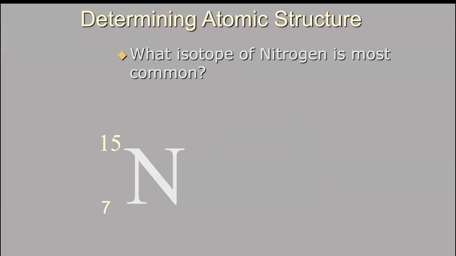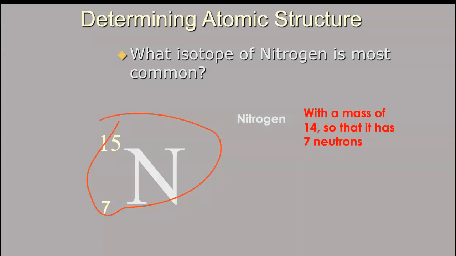Now, what isotope of nitrogen is most common? Well, if I look at my periodic table, I see that the average mass for nitrogen is 14. So that means it would be nitrogen with a mass of 14. So it would have 7 neutrons, would be the most common. This atom of nitrogen is just a different isotope. And you could actually say that they are isotopes of each other. Nitrogen 14 and nitrogen 15.